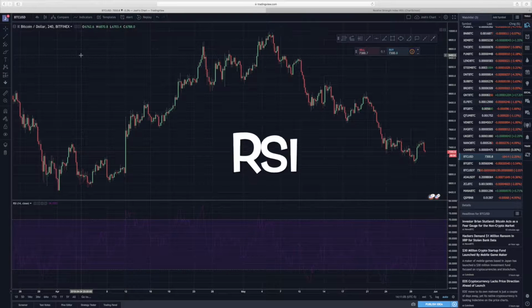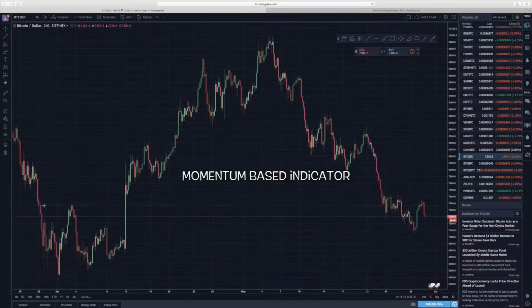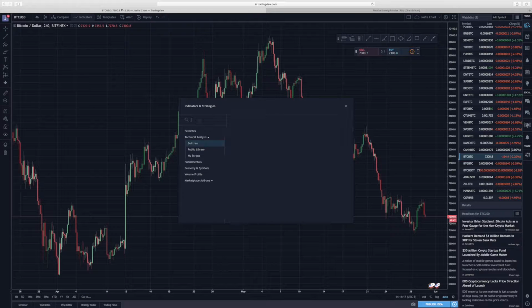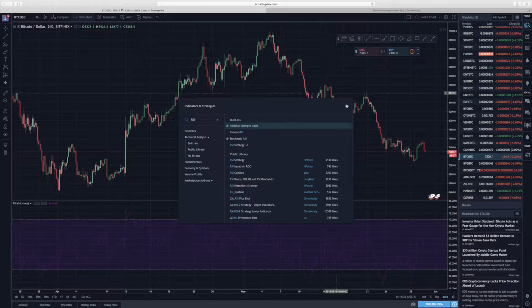Today we're going to be talking about RSI, or Relative Strength Index. This is another momentum-based indicator. As you can see, it's right here. Let me go ahead and exit out and show y'all. Click Indicators, RSI, Relative Strength Index. There you go.